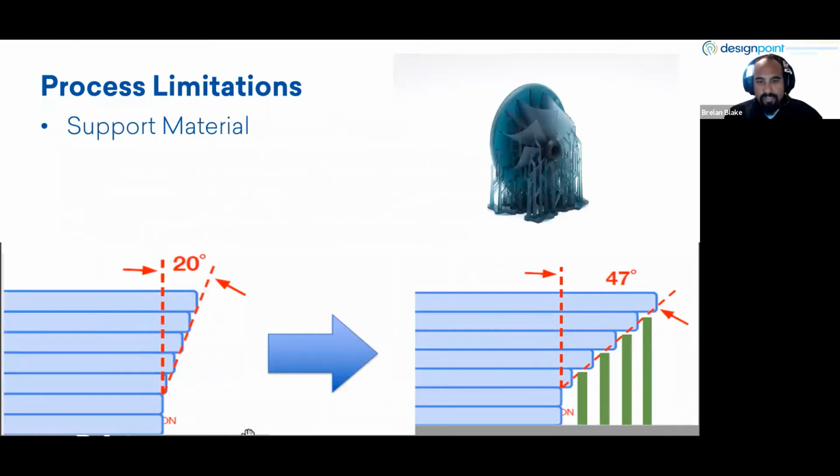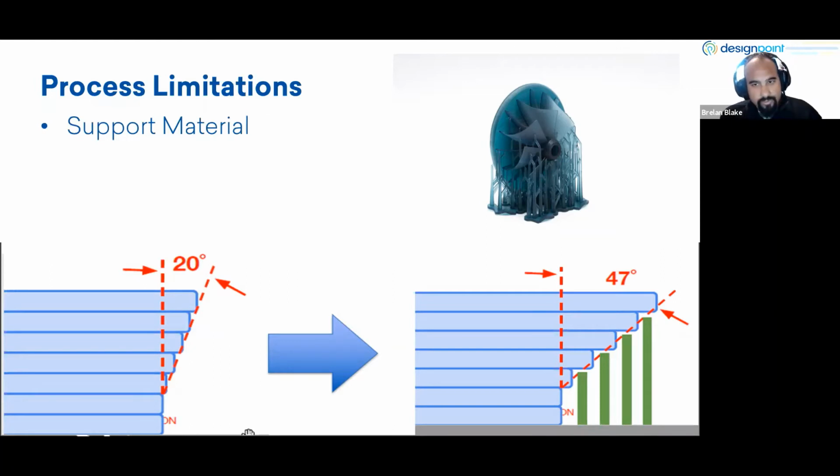Also, something you want to keep in mind is the process limitations for our support material. You can't produce any prints that just begin printing in mid-air. Your print layers are going to need some kind of support material underneath. So anything that is over a 45-degree angle will need to generate some support. And that's all done in our slicer.